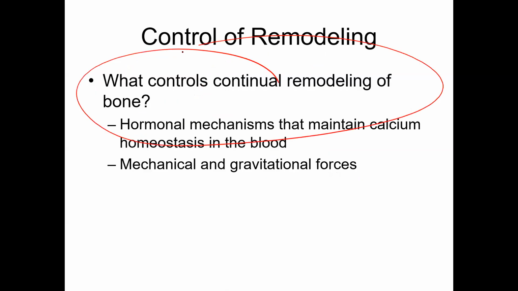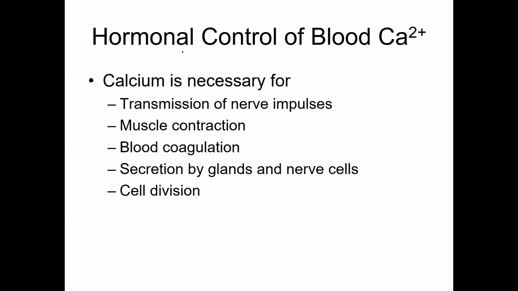So what controls the remodeling of bone? Hormones. And the hormones here don't really care about your bones at all. What they care about is calcium. Because calcium is necessary for your nerves to work, your heart to work, your muscles to work, your blood to clot, your cells to divide, the release of neurotransmitters, the release of many hormones. It's essential.